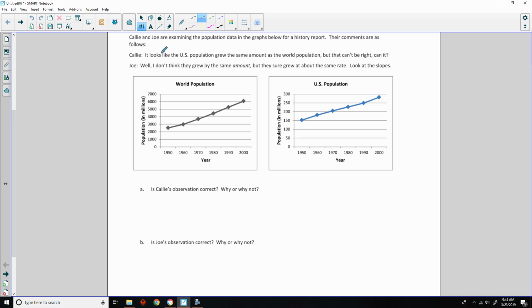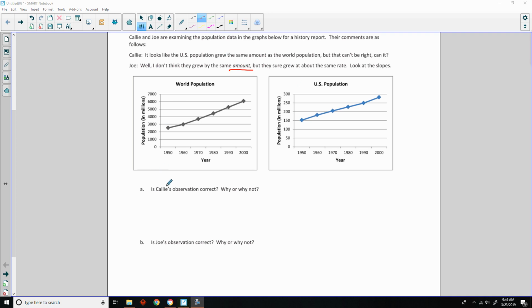Callie said, "It looks like the U.S. population grew the same amount as the world population." So here's the U.S. population, here's the world population. The graphs look similar. But that can't be right, can it? Joe says, "Well, I don't think they grew by the same amount, but they sure grew at about the same rate. Look at the slopes."